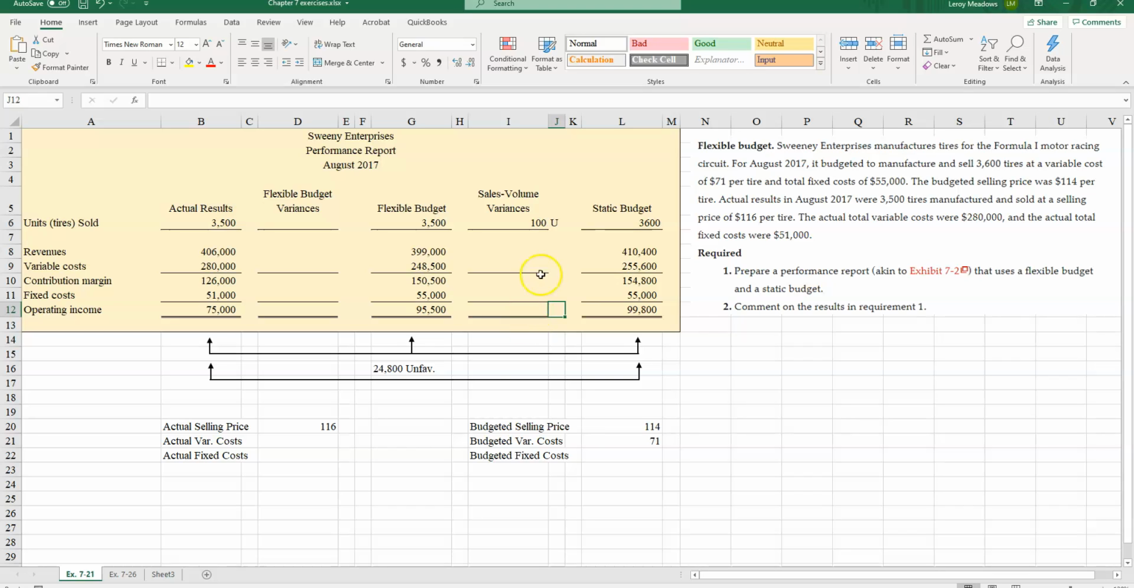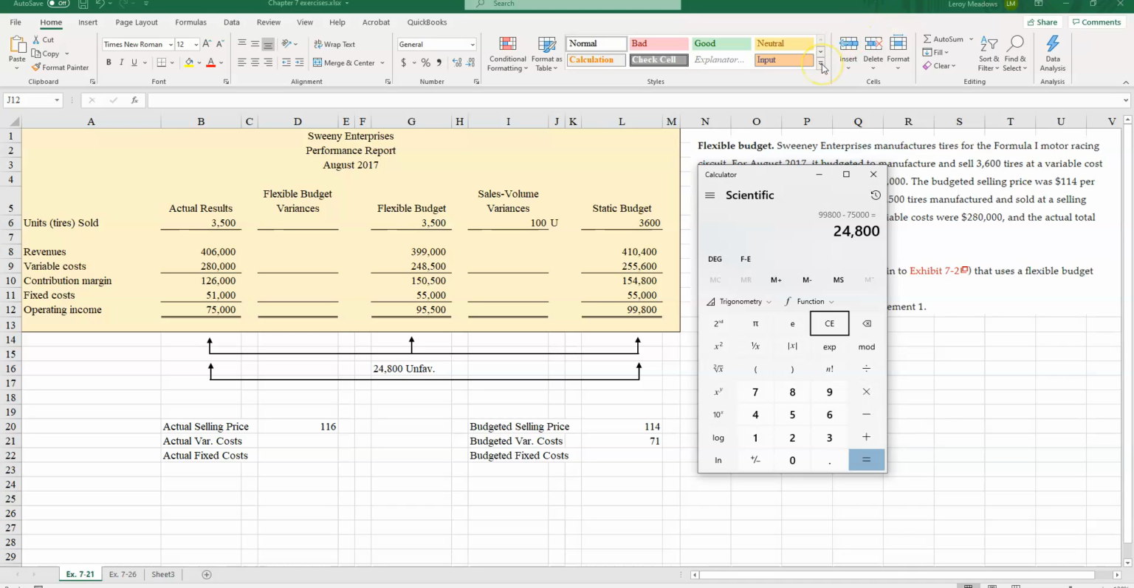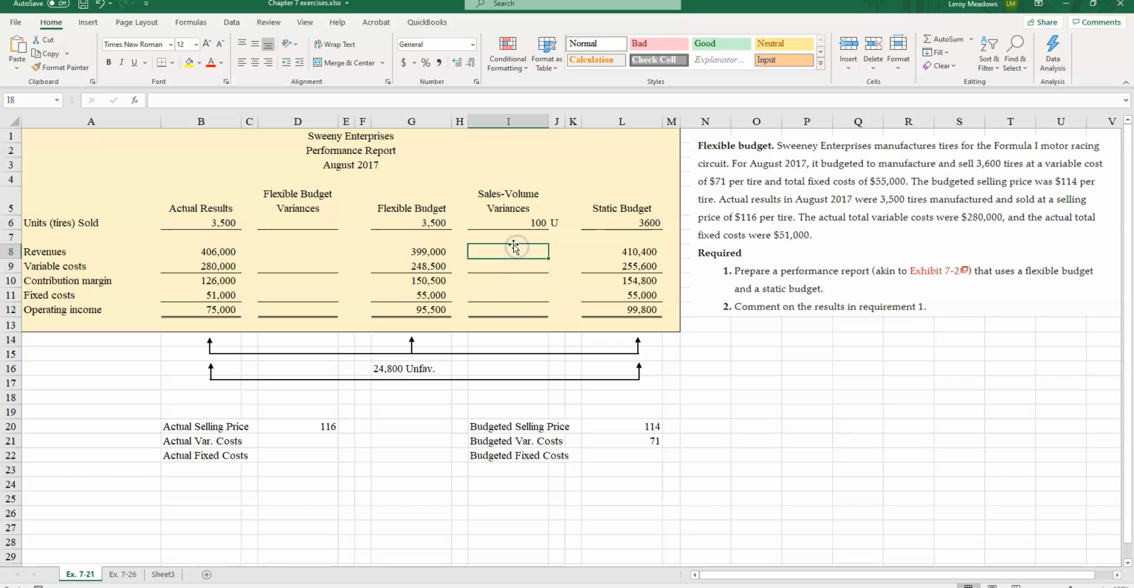So now let's take a look at our revenues. My sales volume variance for revenues is going to be simply my static budget minus my flexible budget. So in this case, if I take my static budget of $410,400 and subtract from that the flexible budget revenues of $399,000, I have an $11,400 difference.